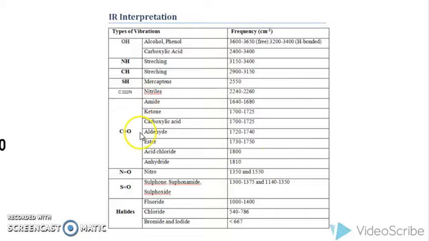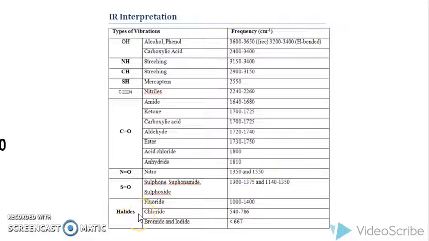Every year there is a short question on carbonyl, because these ranges are quite confusing. It starts with amide at 1640 and ends with anhydride at 1810. For nitro you get two ranges in IR, 1350 and 1550. For the sulfonyl group, which is present in sulfone, sulfonamide and sulfoxide, again you get two ranges, one at 1375 and the second between 1140 to 1350.